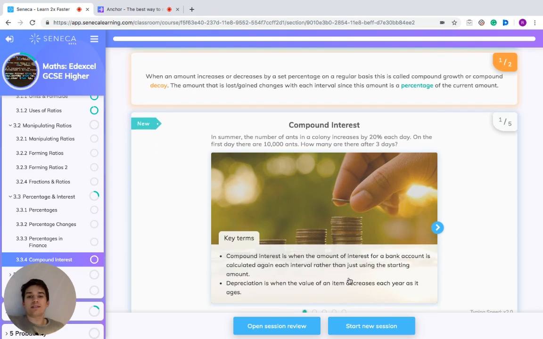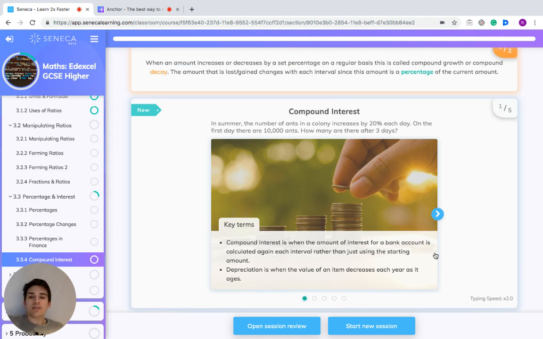Now, in summer, the number of ants in a colony increases by 20% each day. And on the first day, there were 10,000 ants. So after 3 days, how many ants would there be? If it increases by 20% every day, you've got to think about how much it's going to increase each of those days. So what we'd do is 10,000, the starting number of ants, times by the multiplier, which in this case, a 20% increase, would be 1.2, and do that to the power of 3. So 10,000 times 1.2 to the power of 3 to get your answer.